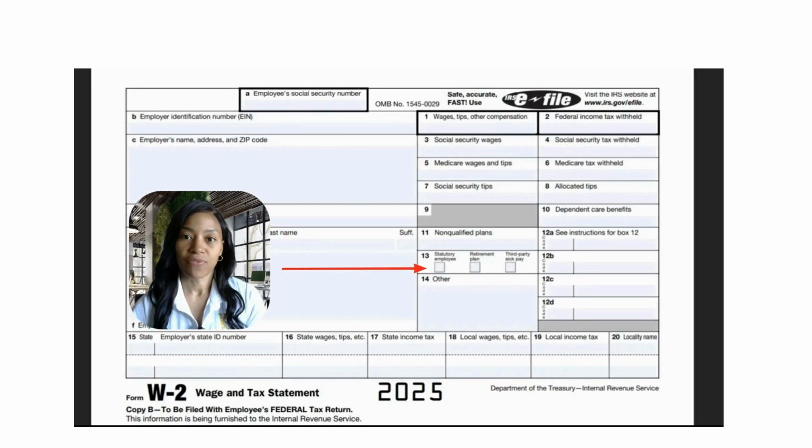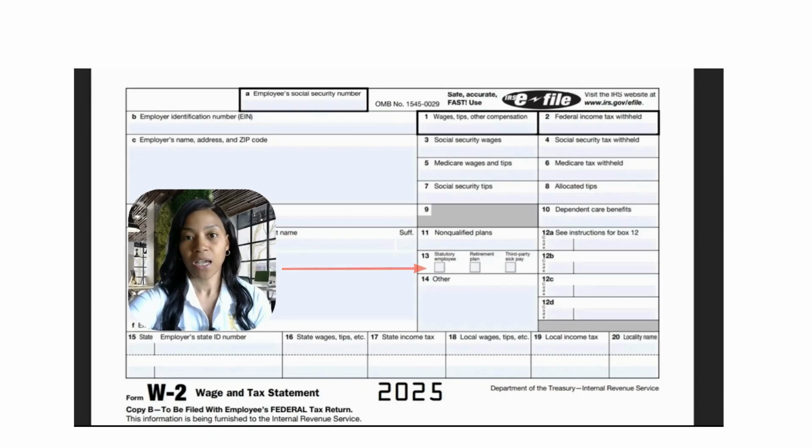Box 13 is for statutory employees. If this box is checked, you are not considered an employee that has federal income taxes withheld. Only Medicare and Social Security tax. A check in the retirement plan box means you have a 401k or something similar. And the third-party sick pay, if you receive pay for sick leave or disability from a company other than your employer, like an insurance company.